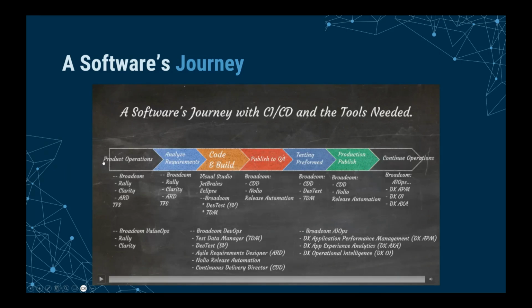I kind of highlighted Broadcom. A little biased here, but if you look at it, we have our products operations side of things, which is Rally, Clarity, ARD. I'm not going to go through all these, but ARD is a really cool tool that allows you to build requirements. I love it because I use it all the time, even when I'm told that that's not even part of the show, because if you ever use Visio, it's a way for the business and the developers to understand the requirements together. It looks like a Visio diagram, and it's very easy to understand. And it does way more than that, but at a very high level, that's a very good use case for it.